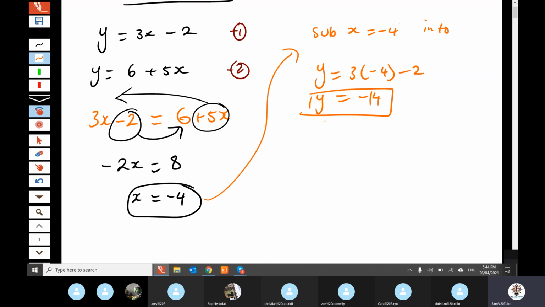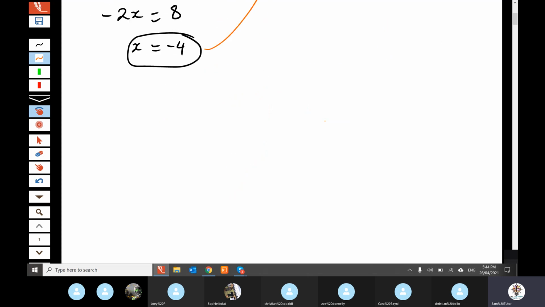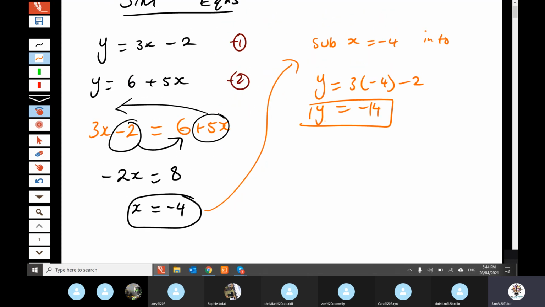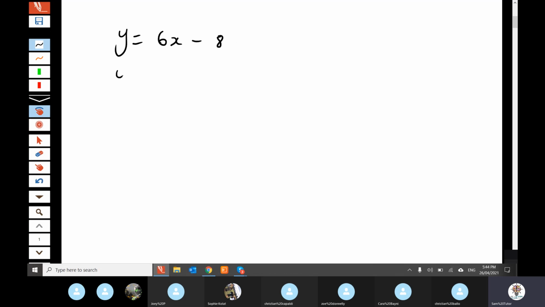Very good. Let's do one more exactly the same, and then I'll move away to a different style again. So, wait, still copying? Yep. Oh, no, done? All right, one more. Let's go with, I don't know, y is equal to 6x minus 8. y is equal to 4x plus 2.